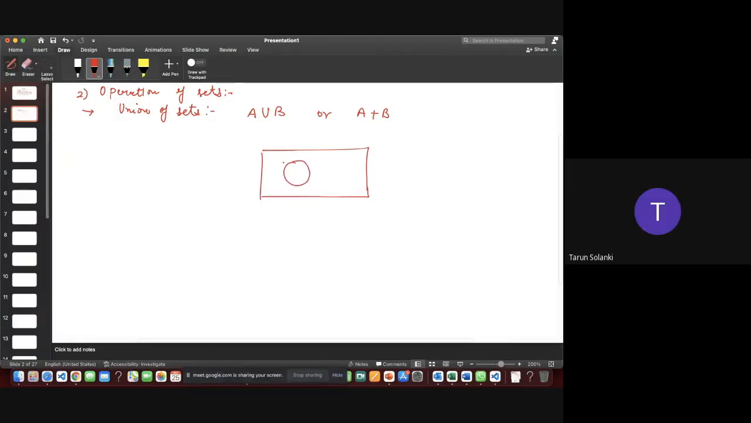Let it be a set A, let it be a set B. Now, set A contains some elements, set B also contains some elements. There are some common elements. So this is A union B. So we can write A union B equals {x : x belongs to A or x belongs to B}. Correct? So you can copy.